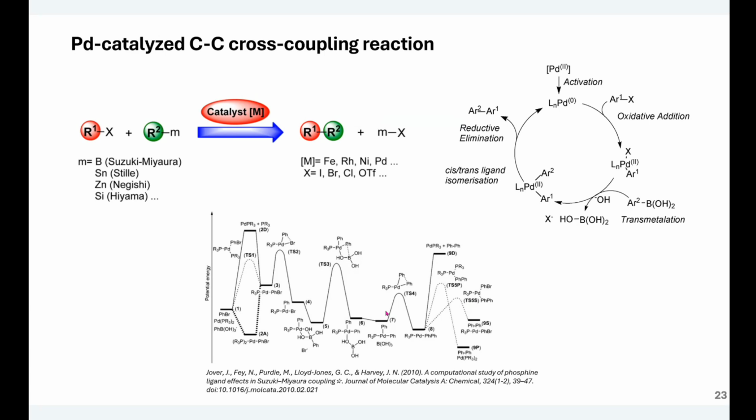reactions, CC cross-coupling reactions. The catalytic cycle of this Suzuki reaction is a little bit complicated. It has a few options for how things could develop, and it has 3 major stages. So it's also a little bit challenging to model.